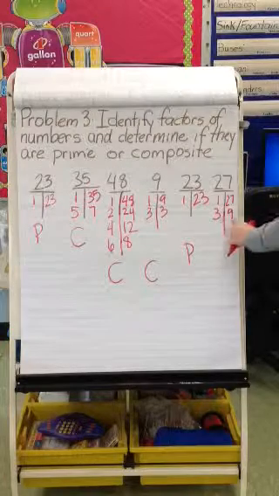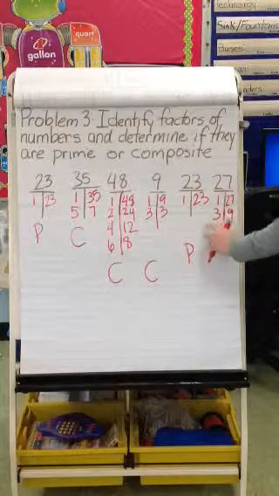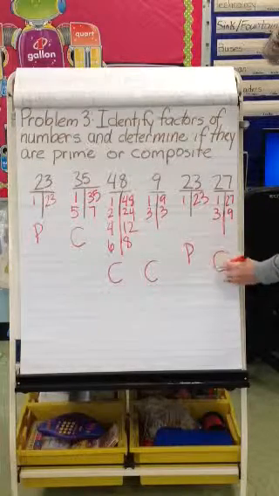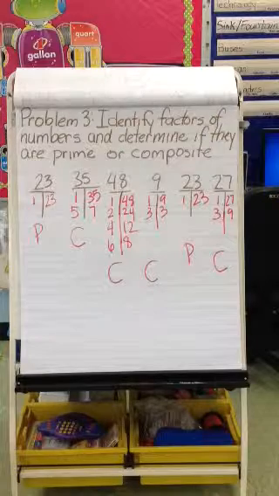Yes. 3 times 9. So we're now on this side. We're starting to repeat. So there's 1, 3, 9, 27: 4 factors. That means that 27 is a composite number.